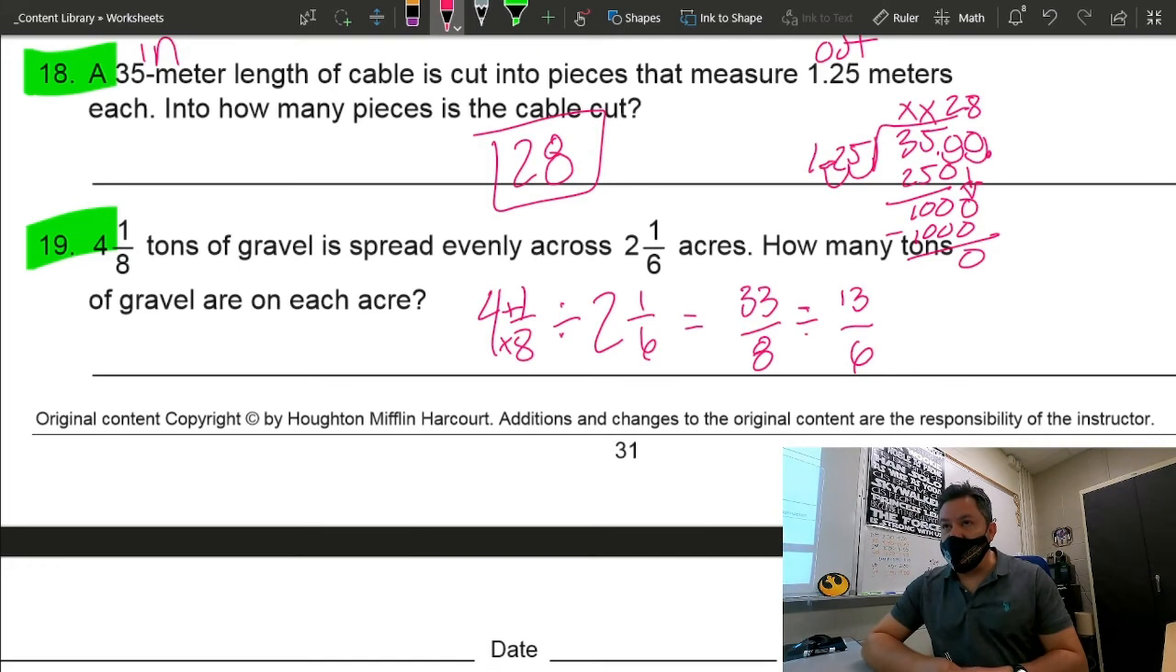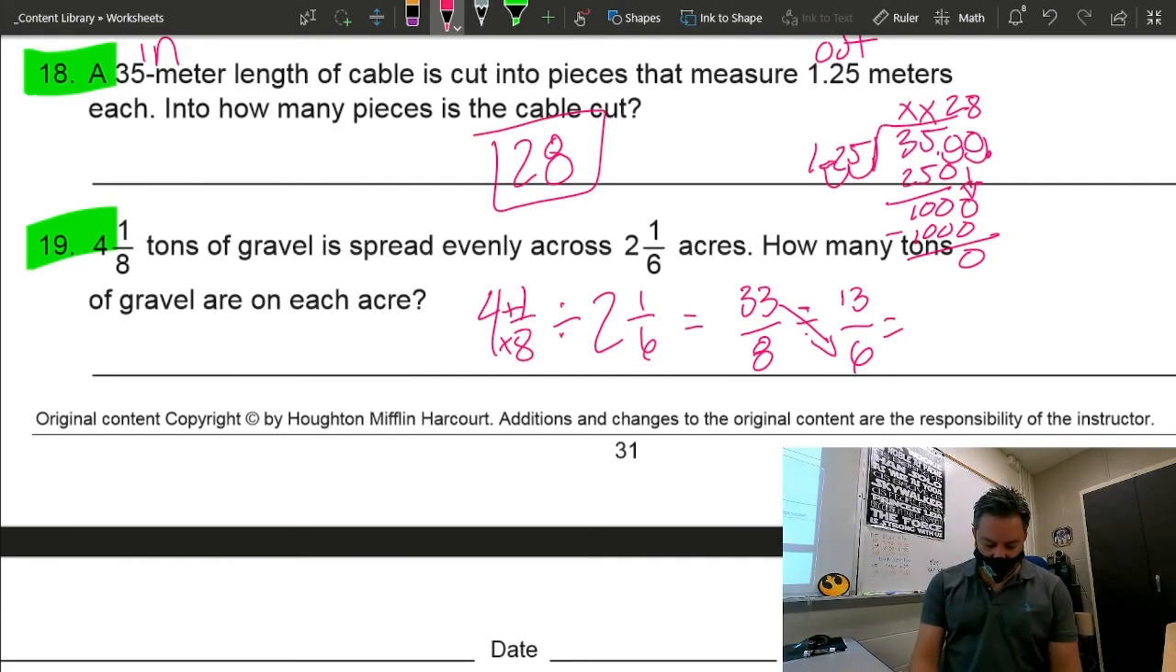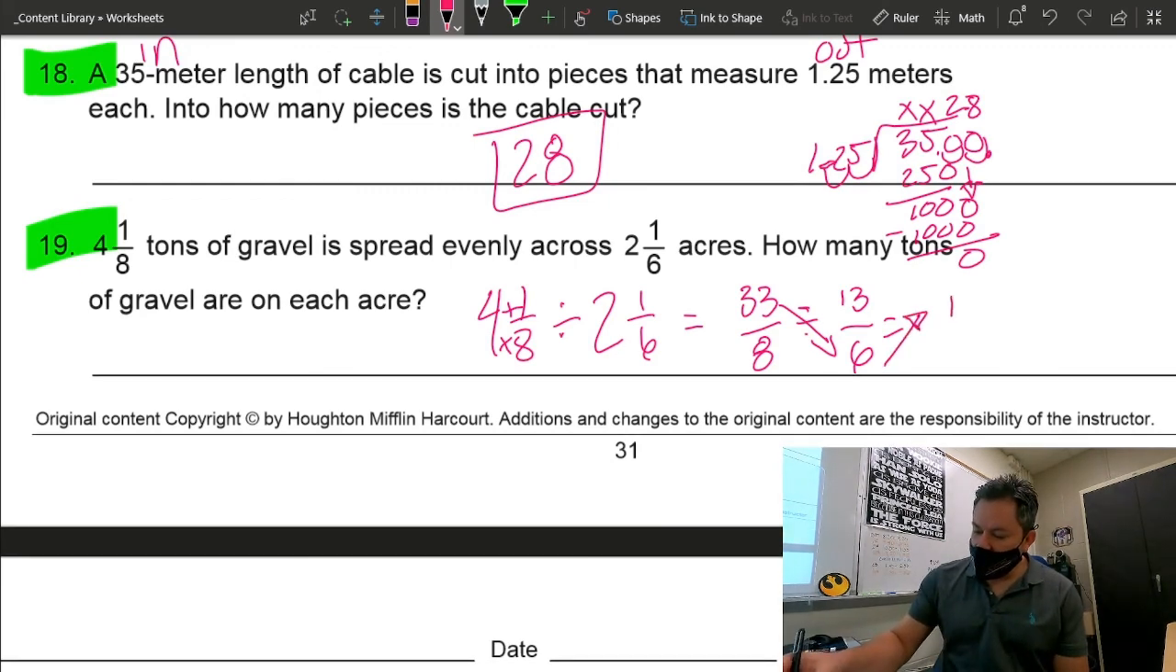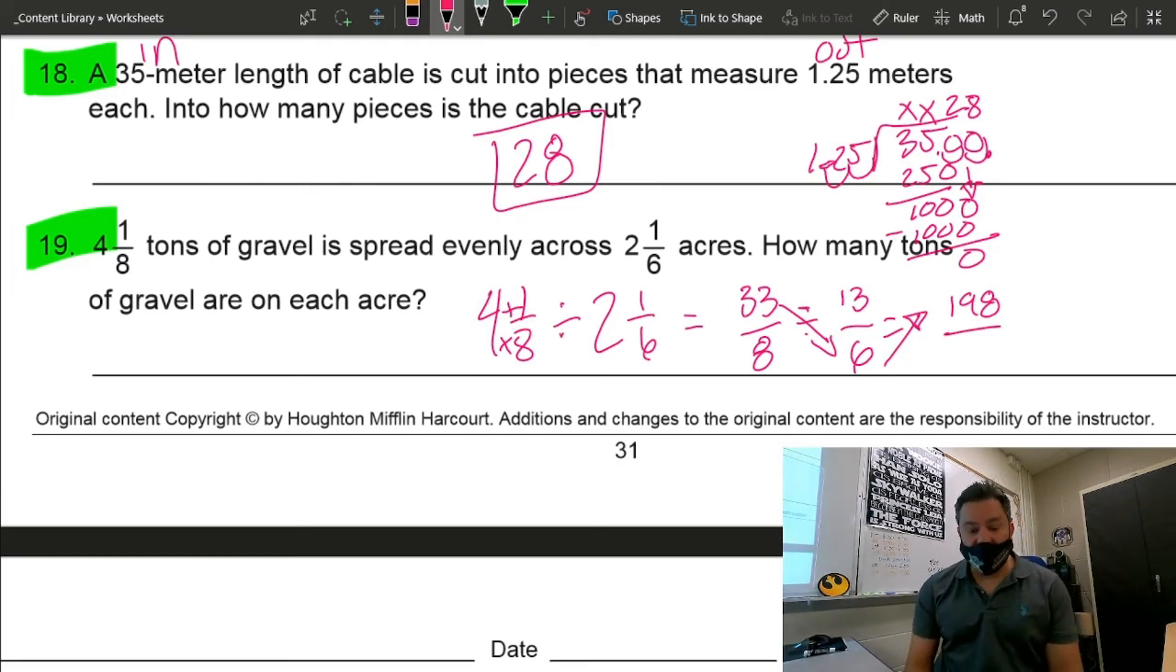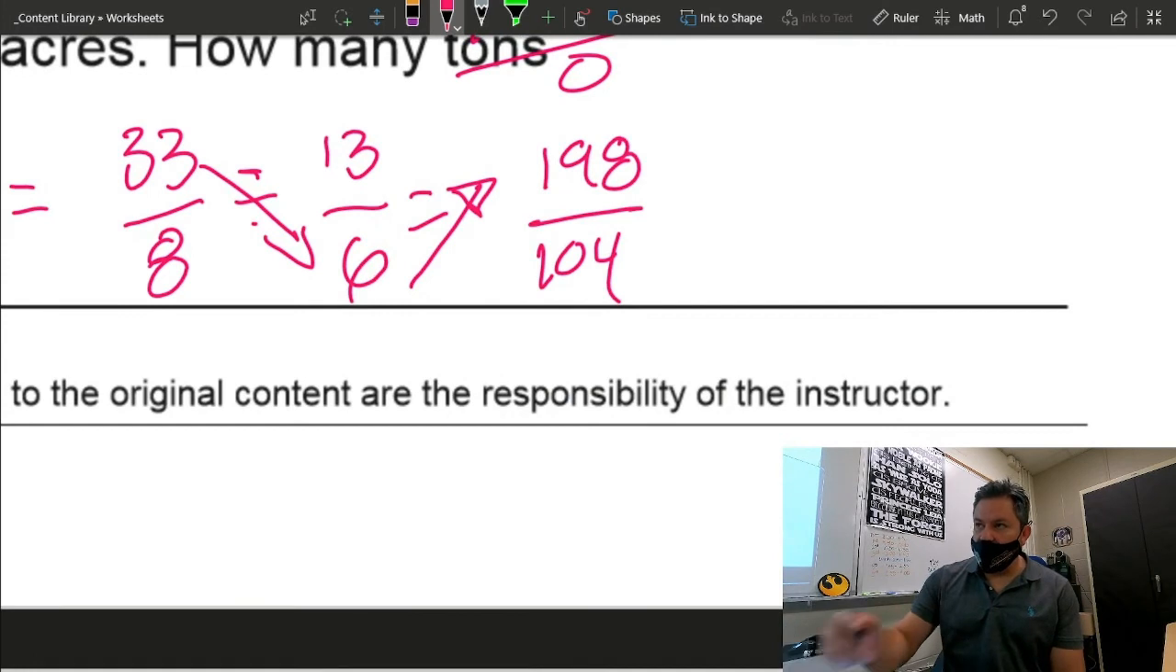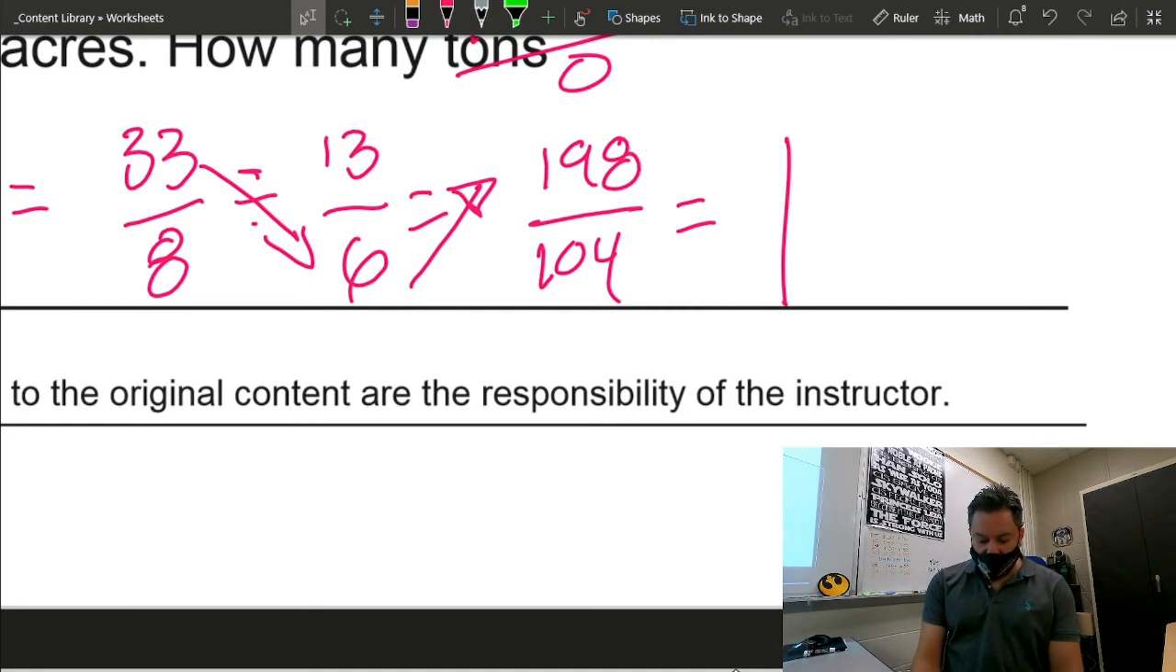Now you can do keep change, but since I don't have a lot of space, I'm just gonna cross multiply. 33 times 6, how much is that? 198. And 13 times 8 is 104. At this time, you can go ahead and simplify. Or do T-vote. So, how many times does 104 go into 198? 1 time. And then 198 minus 104 gives you 94.